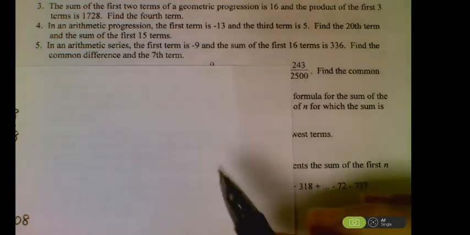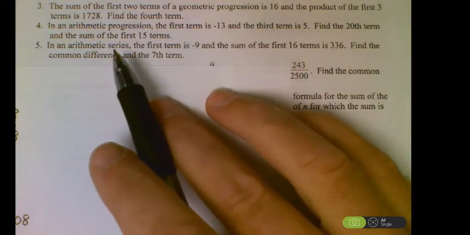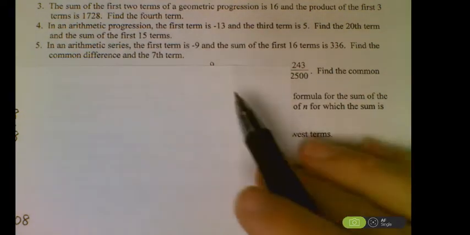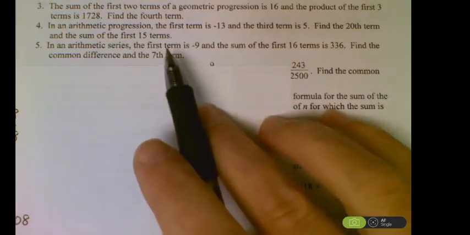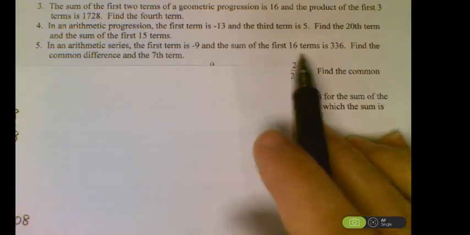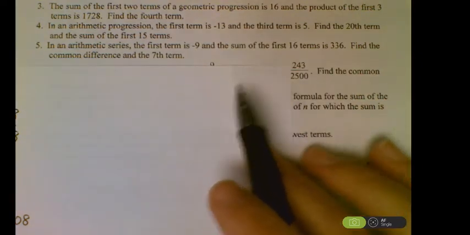So number 5, arithmetic series. Again, remember it says the series, so they're describing a sum when they use the word series. At least they should be. The first term is -9, and we know that the sum of the first 16 terms is this. So let's just start with that.